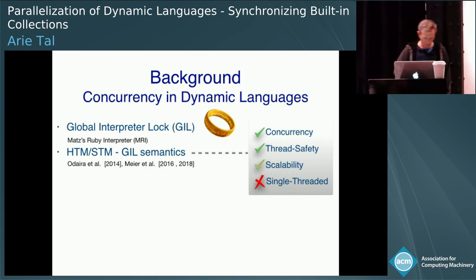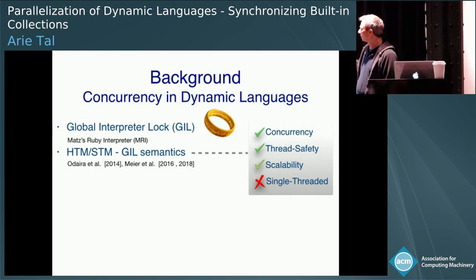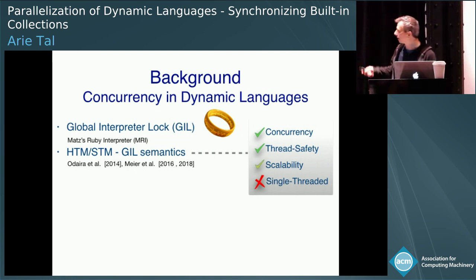There's been some work using transactional memory approaches, which give us most of this, but a lot of times they introduce single-threaded overhead, and the scalability is not as great as we would like, because of the overheads. So, for example, think of embarrassingly parallel benchmarks where we wouldn't expect any overhead because of no contention, but the transactional memory approach will add some contention.